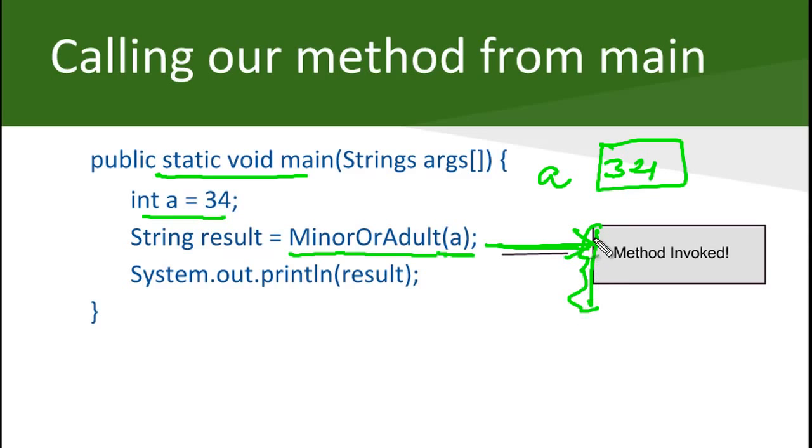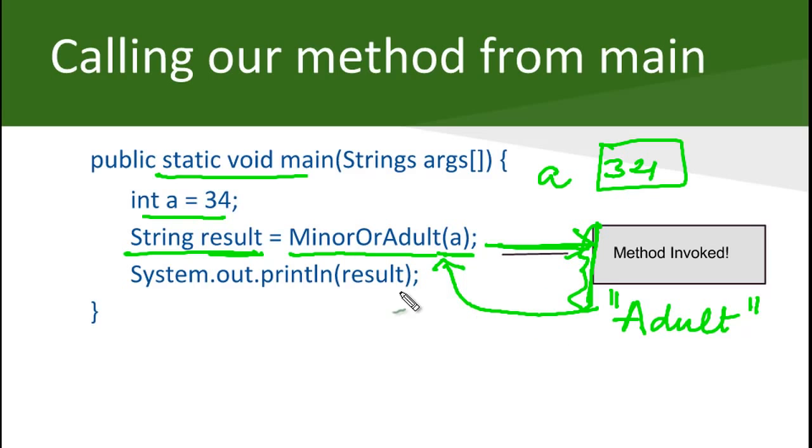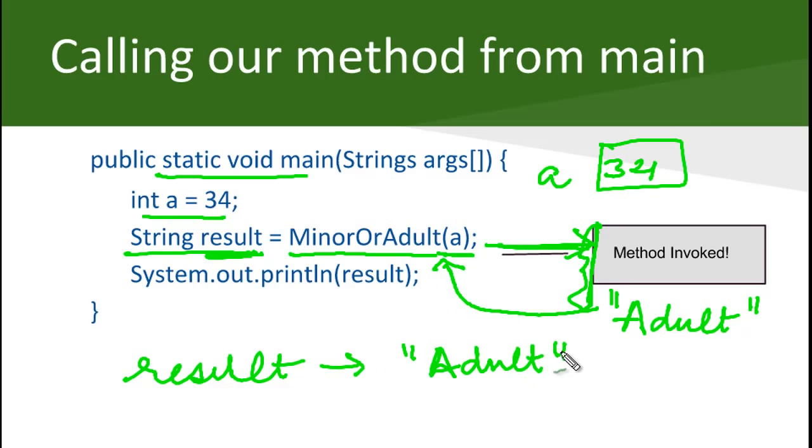When the method is finished or when the method returns something, it will come back here. The method will return a string. If you're passing 34 as the age, it will return the string adult. This string will come here and be stored in our local variable result. So we got a string in return, adult, and that will be stored. This reference variable result will be pointing to that string. And we can just print out the result.